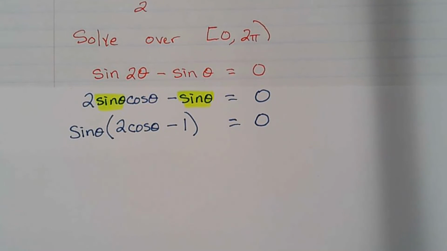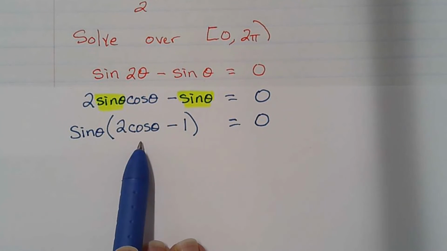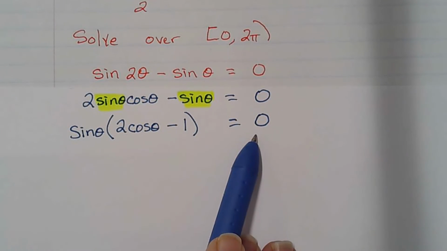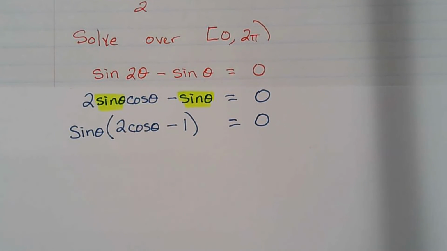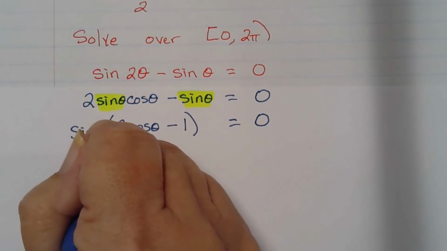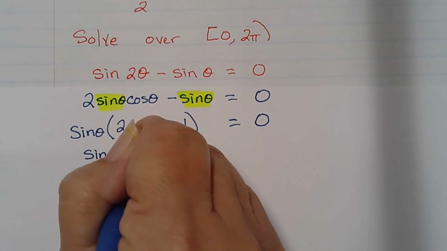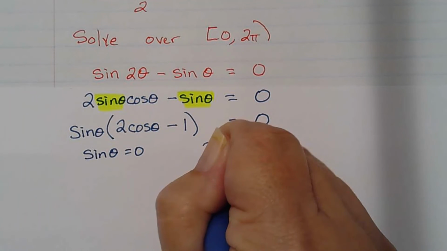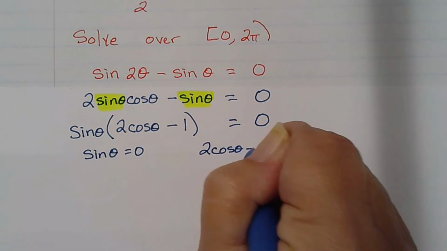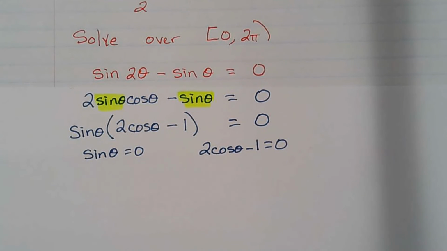And the beauty in factoring is that now that I have 2 factors that multiply to equal 0, I know that one of the 2 factors has to be 0. The only way you're going to get the answer of 0 in multiplication is if one of your 2 factors is equal to 0. So I'll set each one equal to 0. Sine of theta equal to 0. That's my first factor. 2 cosine theta minus 1 equals 0. That's my second factor. Then I work with each of those equations.